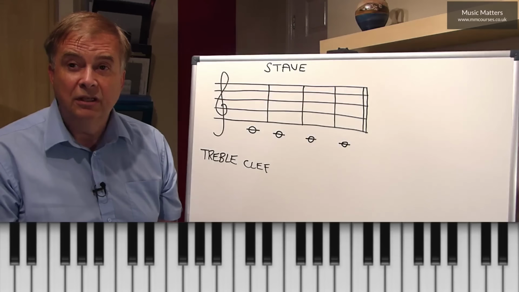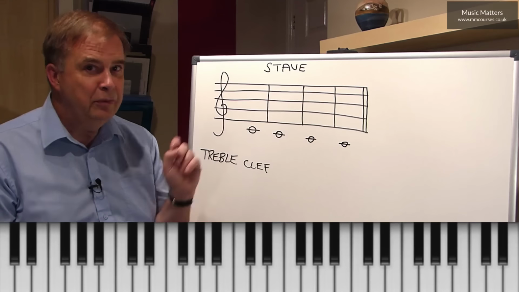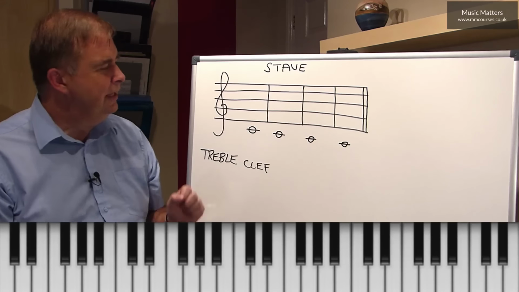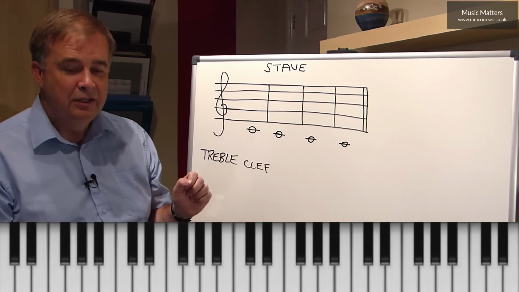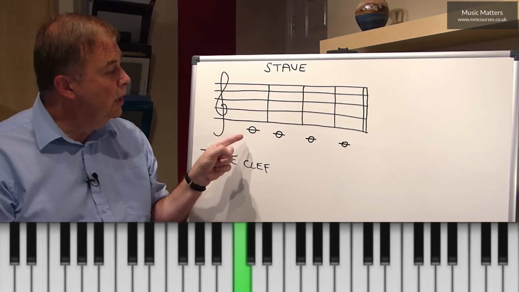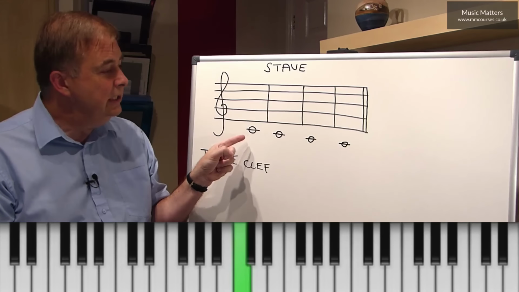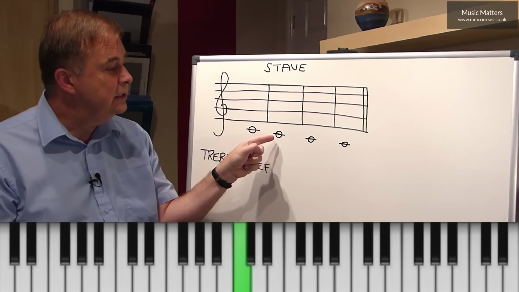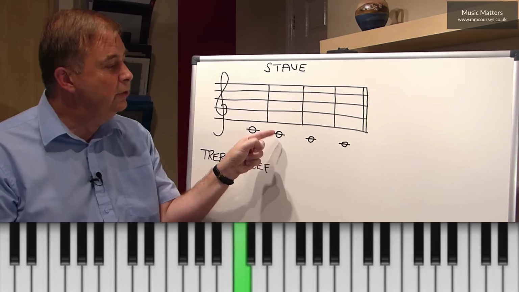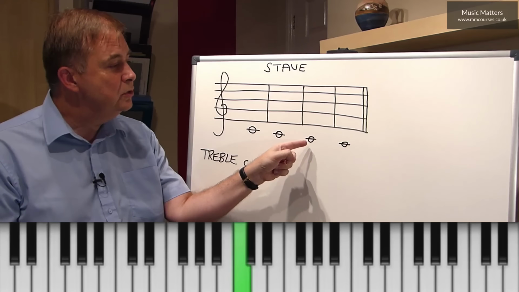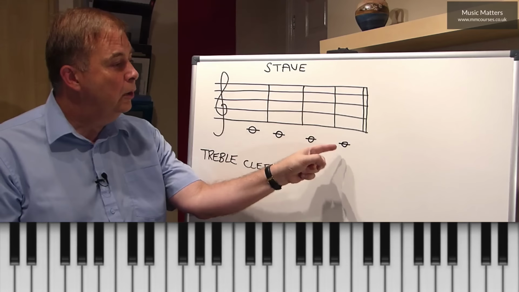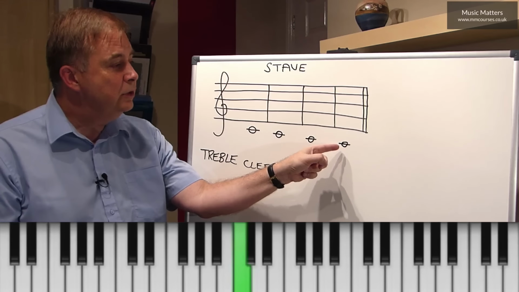So I'll count 4 for nothing, and then we'll play our piece together. 1, 2, 3, 4. 1, 2, 3, 4. 1, 2, 3, 4. 1, 2, 3, 4. 1, 2, 3, 4.